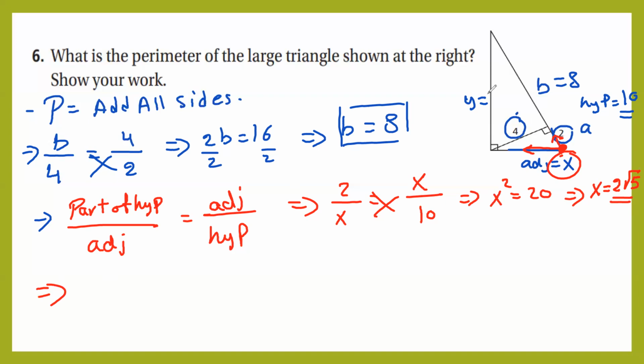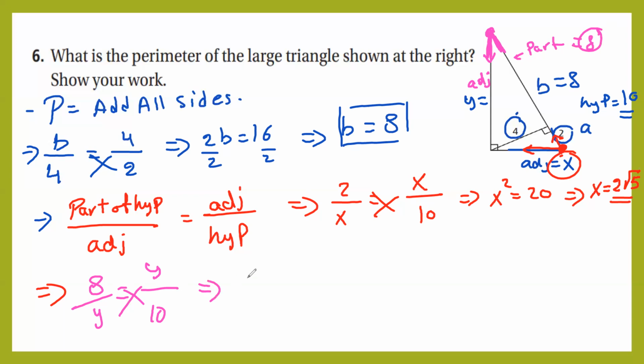The second part here, it looks like another adjacent, another part, and this is my own vertex. So this is adjacent, and this is part of the hypotenuse, which is 8, right? Again, the same: part, which is 8, over the y here, as it is adjacent, and now adjacent again back, which is the hypotenuse, 10. Now you can use the cross product, y squared equals 80. Now square root of both sides, y is the square root of 80, which is 16 times 5. The square root of 16 is 4, so 4 square root of 5.